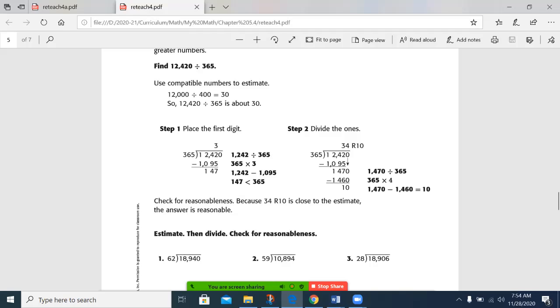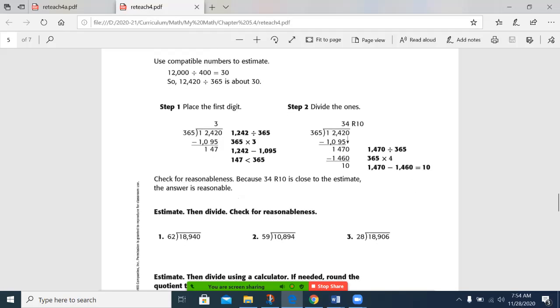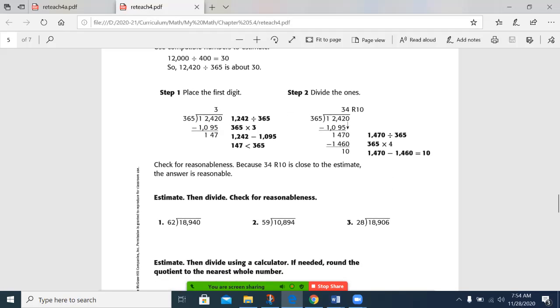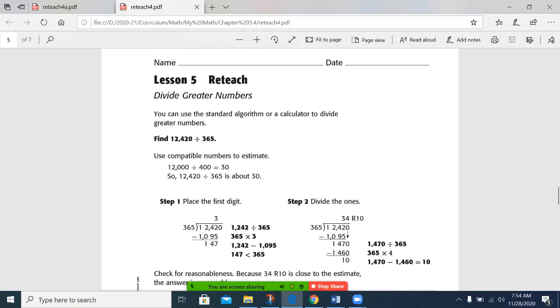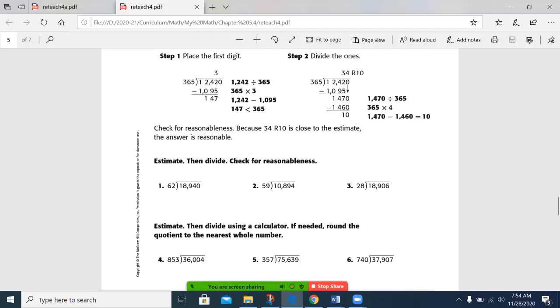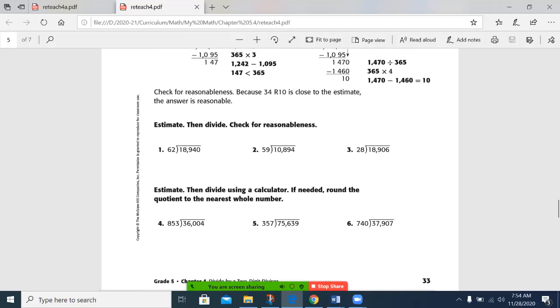And can we check our reasonableness? Yes. Now we could go ahead and multiply 34 times 365, which would give us just a little bit less. It would give us 12,410. We add the 10 on, we're good to go. But you probably can be checking reasonableness as you go along. And is it pretty close? 34 is close to 30. All right, so first estimate, then divide, check for reasonableness.